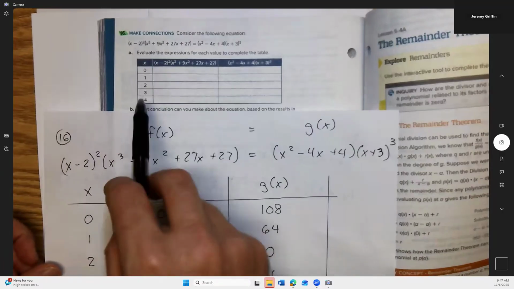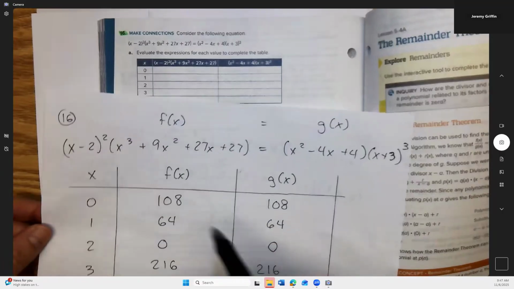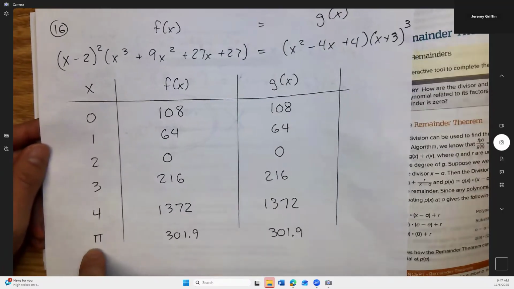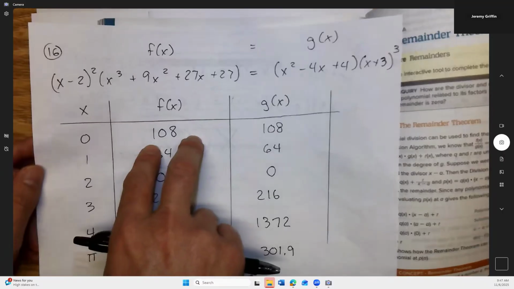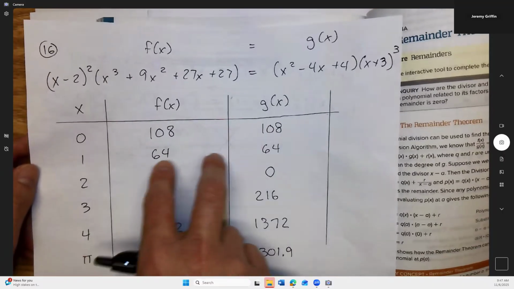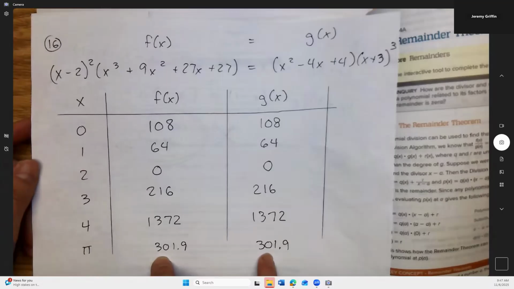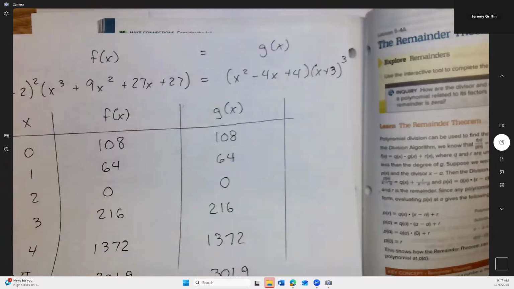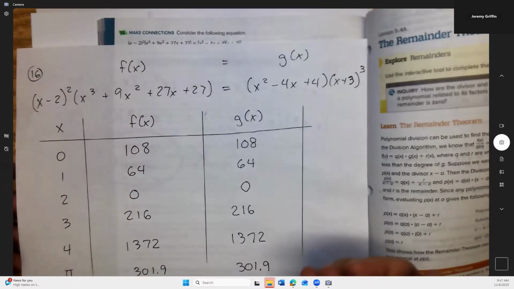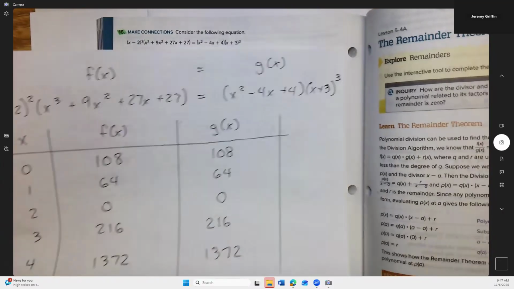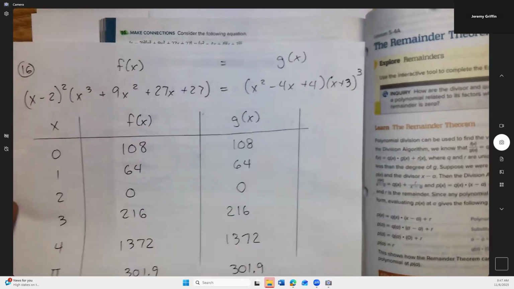They did recommend some x values. They said 0, 1, 2, 3, 4, which I just copied here. And then I made up one of my own. I said, what if I plug in pi? I plugged that into the expression on the left and the expression on the right, and I got the exact same sets of numbers all the way down, even for this crazy number that I just picked. So you could pretty reliably say that these two expressions would be the same. And I'm sure if you worked it out with the variables, you would get the same result.